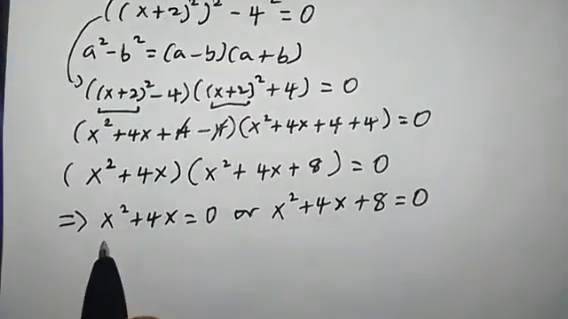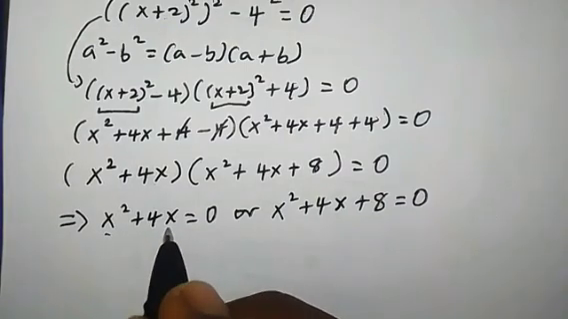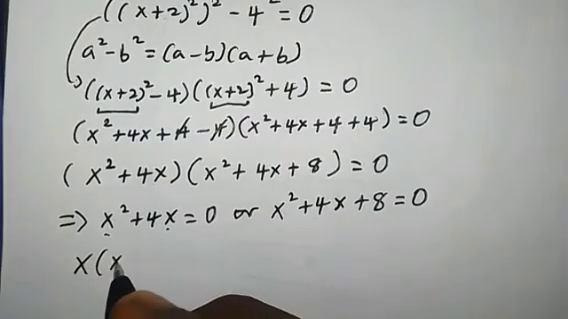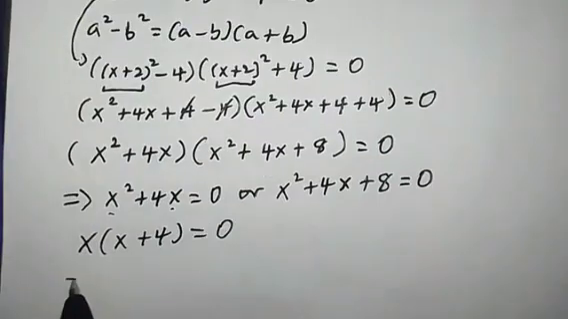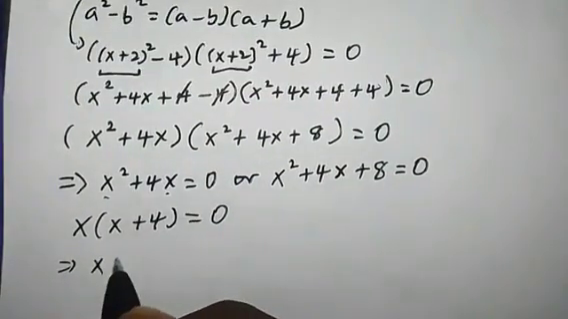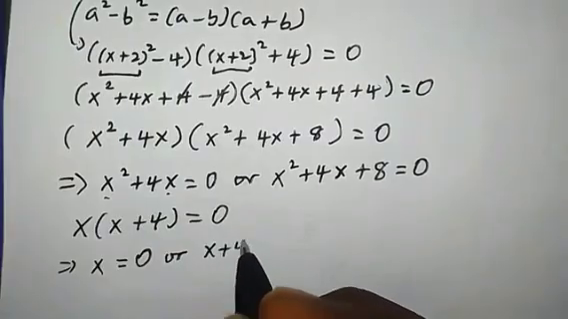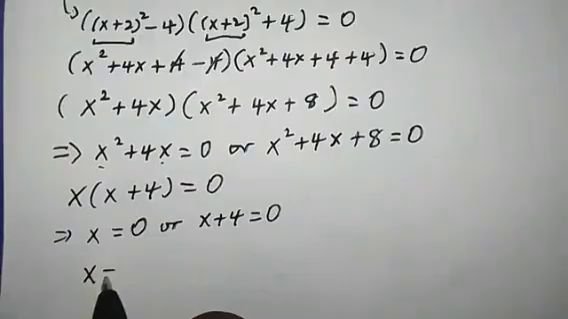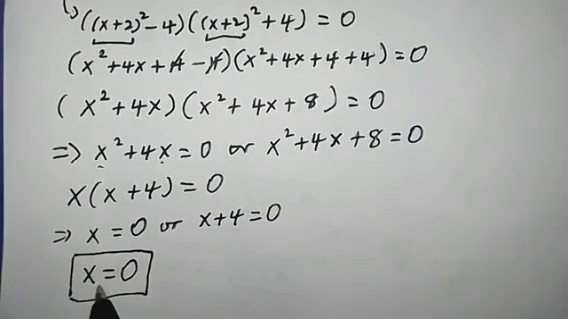First, let us consider this quadratic equation. You can see that we can factor out x. It is common. Doing that, we have x times (x plus 4) equal to 0. This implies that x is equal to 0, or x plus 4 is equal to 0. Clearly, x equal to 0. This is the first solution. Let us call it x1.